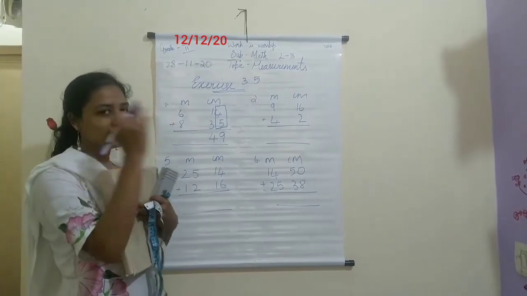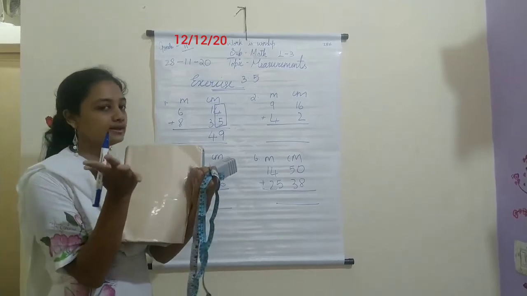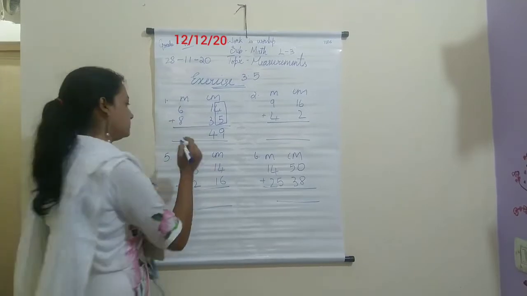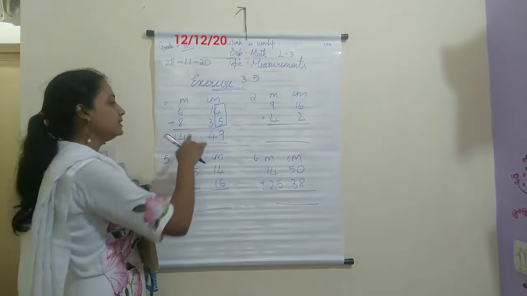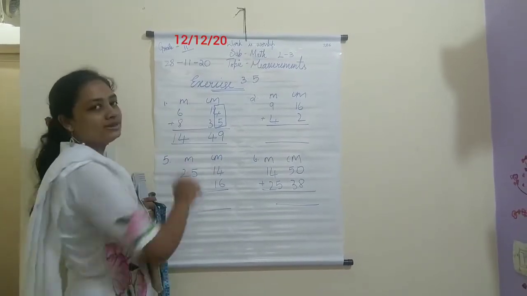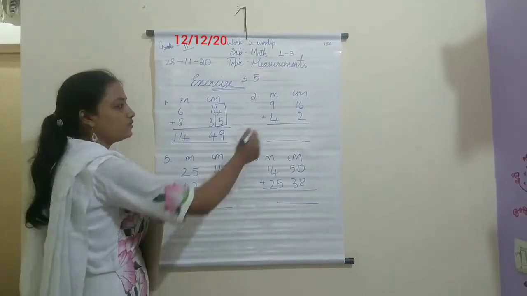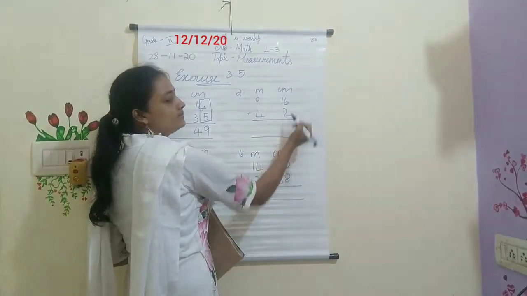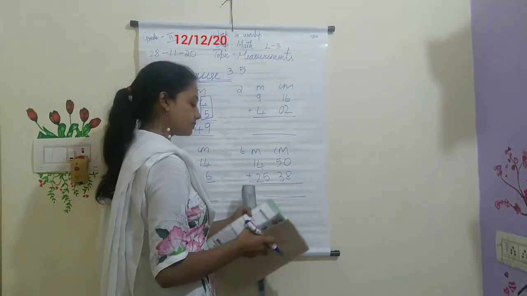Now I have 6 plus 8. So 6 in your mind and 8 on your fingers. After 6, 7, 8, 9, 10, 11, 12, 13, 14. So I am going to write 14 here. This is my first answer. That is 14 meters, 49 centimeters. So let's go for the second one. I have to start adding from this. And I don't have a number here. I am going to add 0.